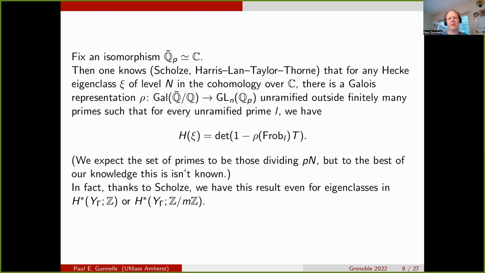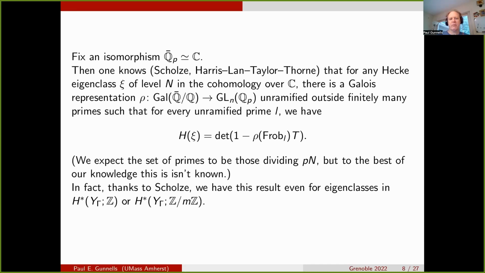And then there's an amazing theorem, a conjecture for many, many years, that was relatively recently proved, sort of simultaneously by Scholze and by Harris, Lan, Taylor, and Thorne: if you have an eigenclass in the cohomology, then there is a Galois representation where the characteristic polynomial of that Galois representation matches this Hecke eigenvalue. So the Hecke eigenvalues are exactly reproducing this characteristic polynomial of the Frobenius. And this was proved simultaneously by these people overseas.